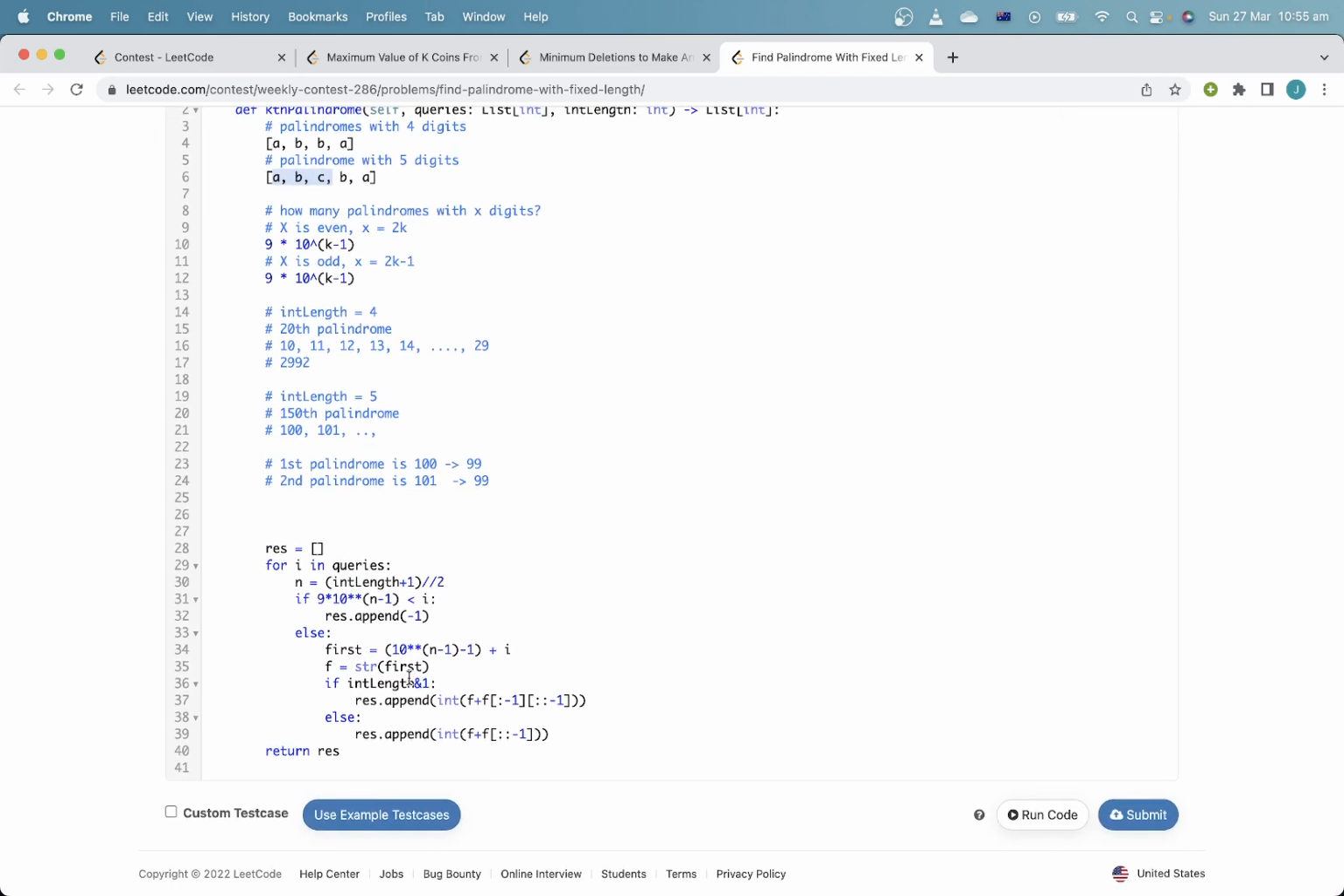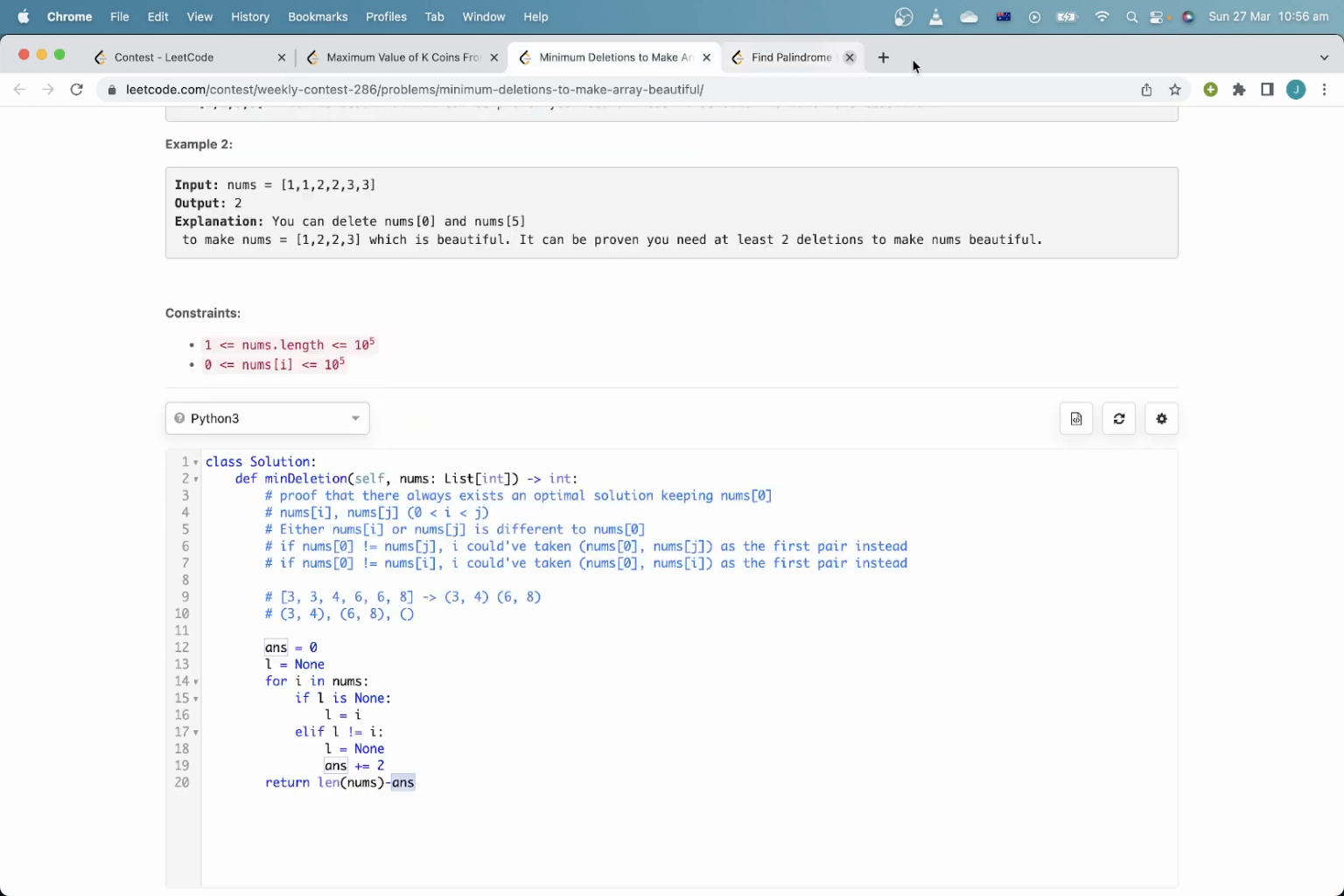Then if the length is odd, I'll simply take the first digits, then I'll take all of the digits up to the last one, reverse them, and put them on the second half. And if the int length was even, I'll simply reverse all the digits and put that on the back and concatenate that as well. Then I'll return my answer. So that's it.